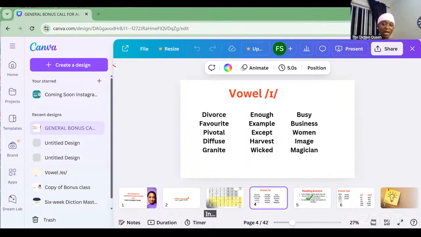Example. Except. You're saying a. Except. The next word. Harvest. Wicked. Okay, better, but you need to keep practicing, ma'am. Okay, let's proceed to the last set of words that I have here.